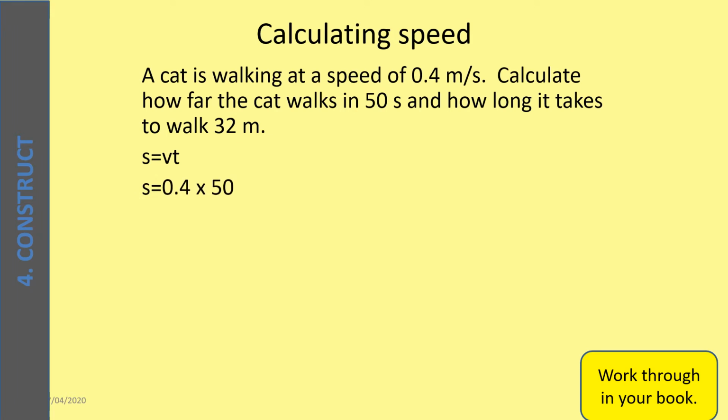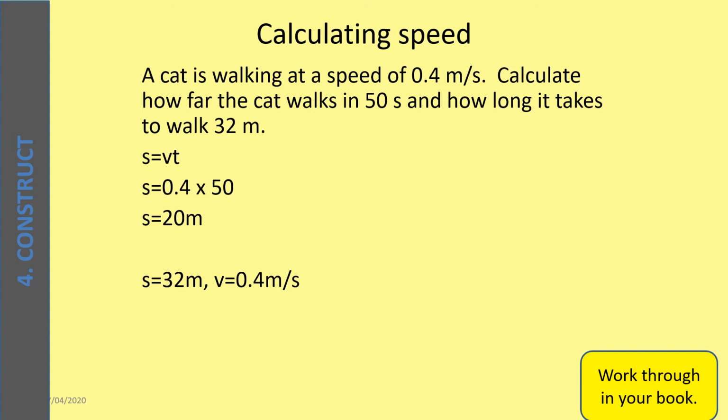Substitute in the two values that we know, the speed 0.4 meters per second and the time 50 seconds. Put that into your calculator and the answer comes out that the cat will travel 20 meters. The second part of the question, the speed is still the same, 0.4 meters per second, but now you want to know how long it would take the cat to walk 32 meters.